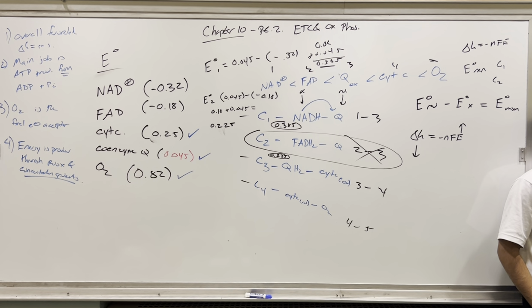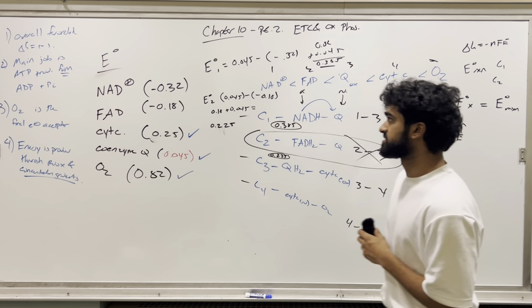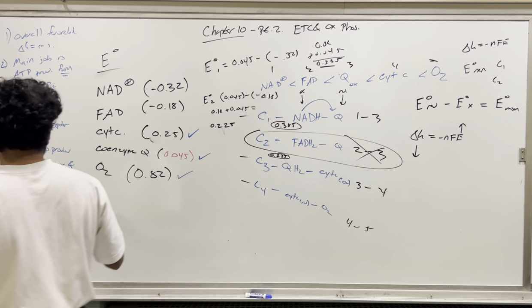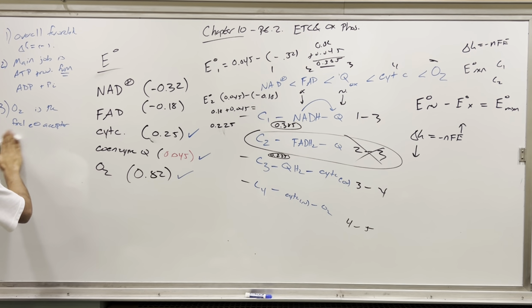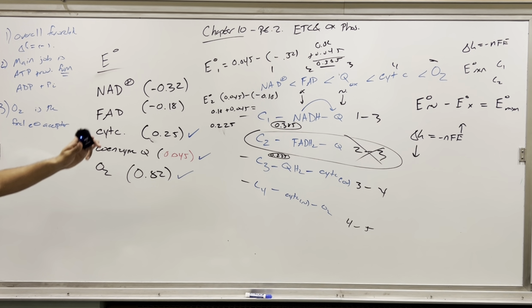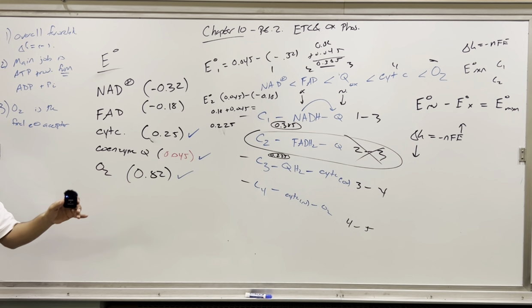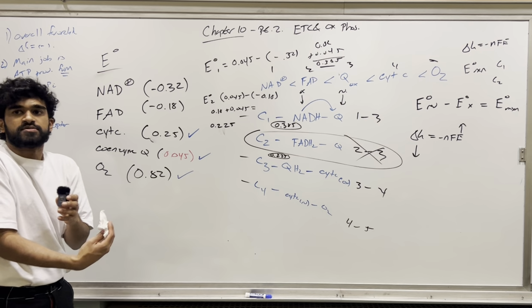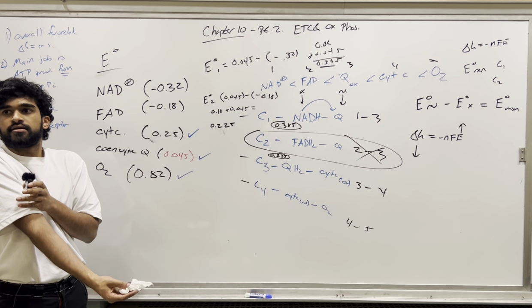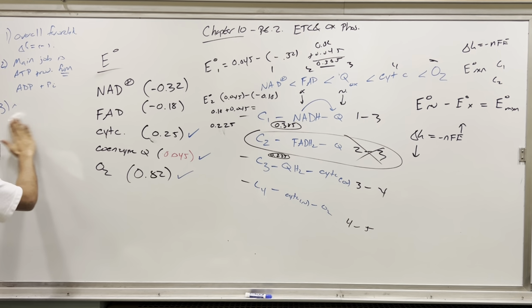Do you guys get it from a mathematical perspective now? So let's look at it from a scientific perspective. Does it make sense why O2 is the final electron acceptor? It's the most favorable, so it releases the most energy. Because if it wasn't the most favorable, there would be no reason for cytochrome C to pass off its electrons to it, right? Okay.